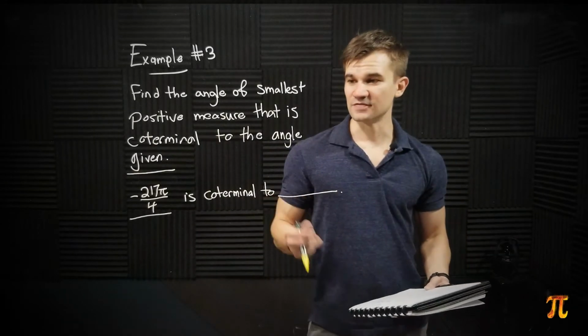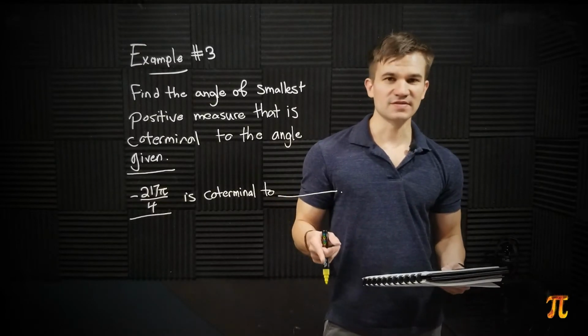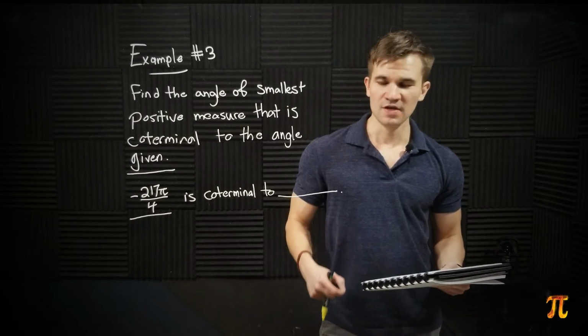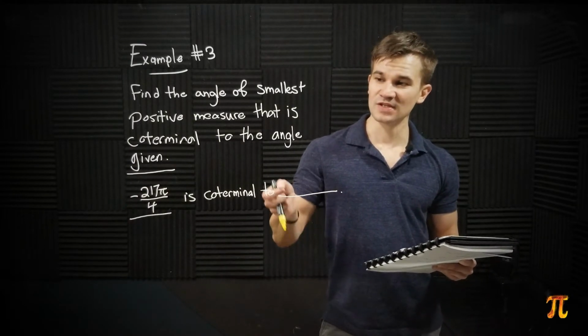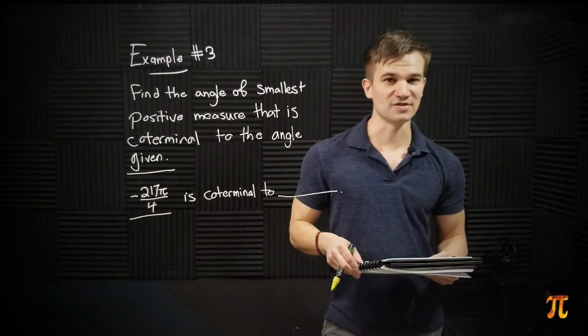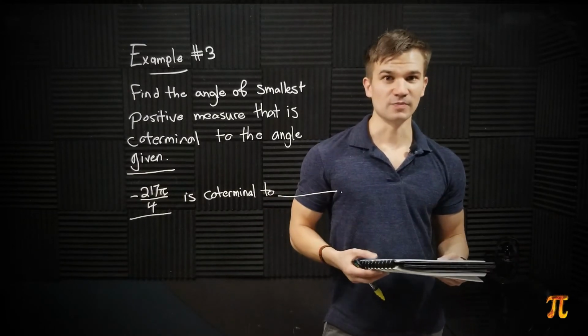Now we have negative 217 pi over 4 radians. Now at this point, it's going to get kind of time consuming to keep subtracting over and over and over again. So what you should do instead is use a calculator to just gauge how many times 2 pi goes into 217 over 4 pi so that we kind of know how many to add to this angle measurement.